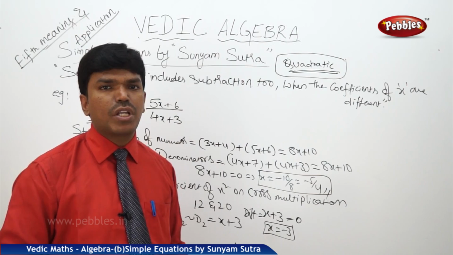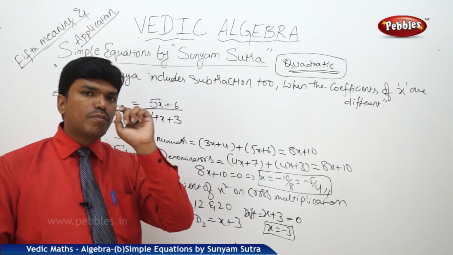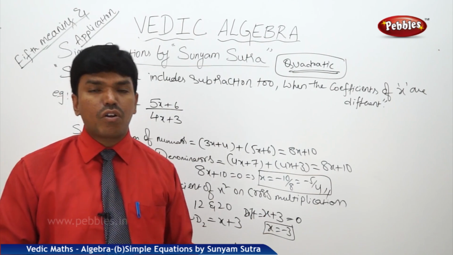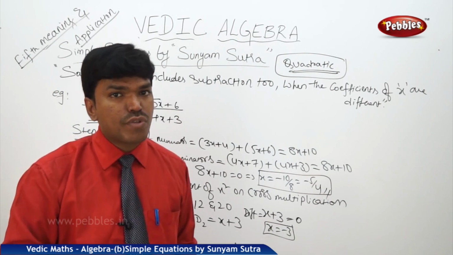To get the solution in this kind of equation, what you need to do is simply observe the coefficients of x square on cross multiplying. Those are 12 and 20. They are not equal. If they are not equal, immediately you need to go for the subtraction of samuchaya 2.